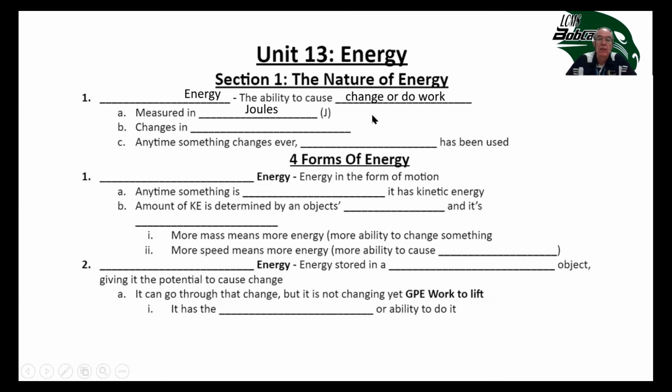Because energy is the ability to cause change, anytime there's a change in anything, it's a result of some form of energy being used. Now, there's four main forms of energy that we talk about in science and engineering. I want to take a look at the relationship between work, force, and energy in this short video clip.